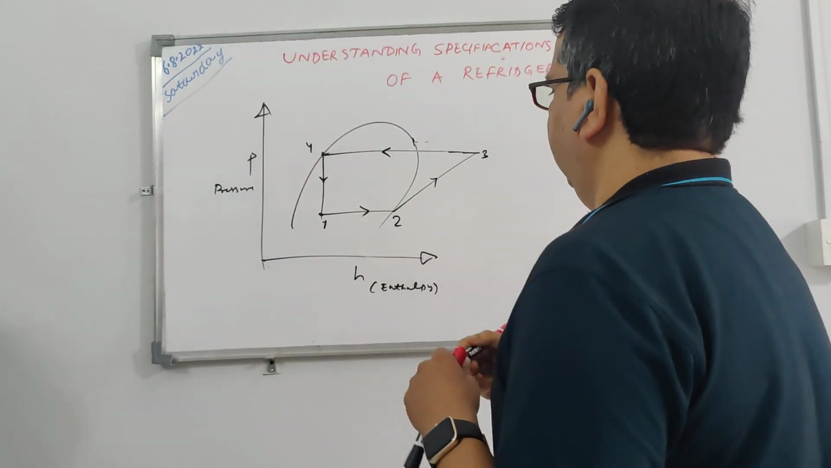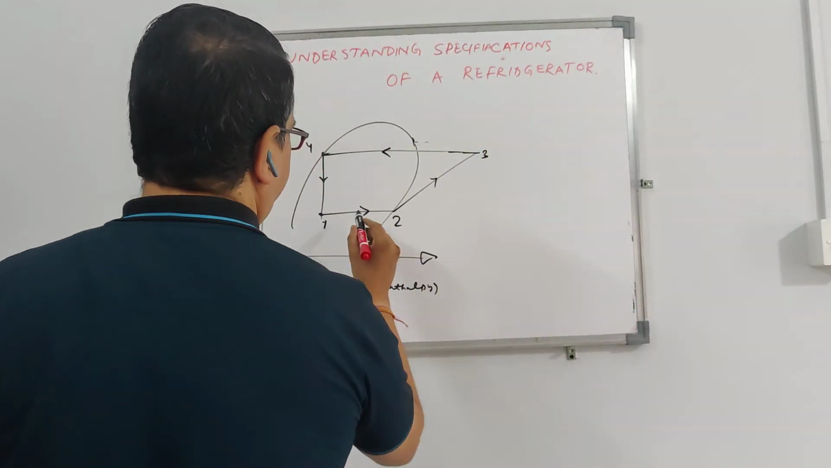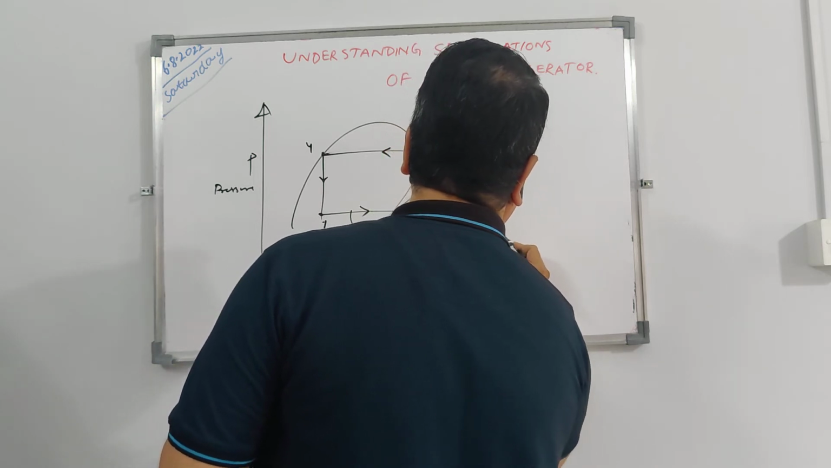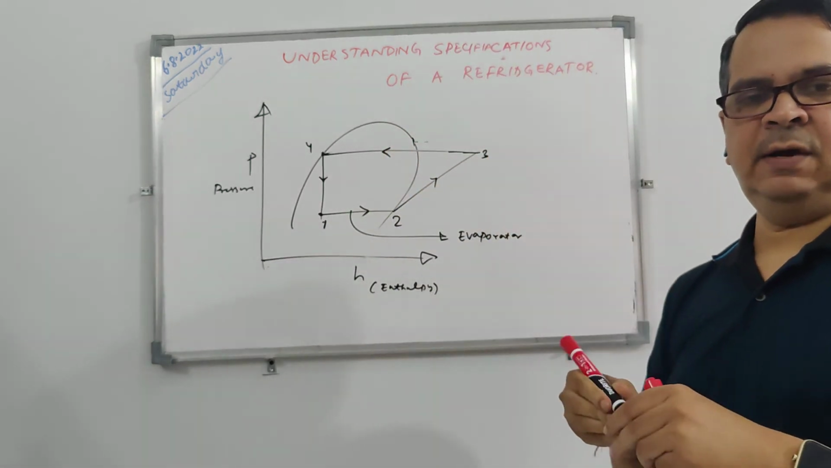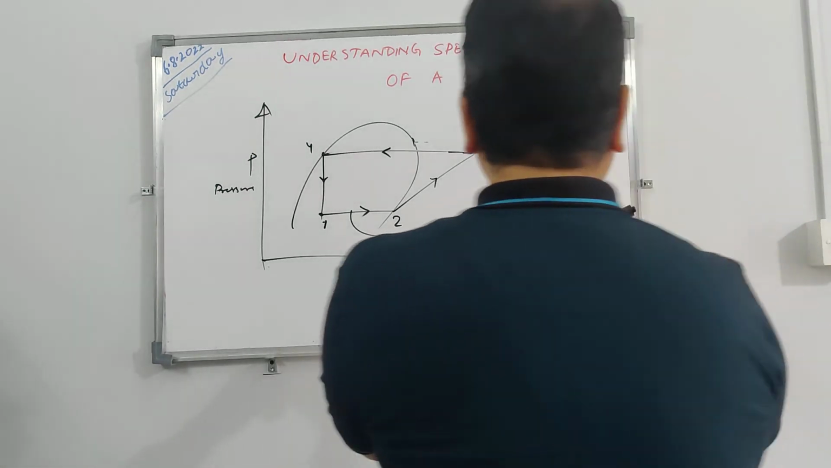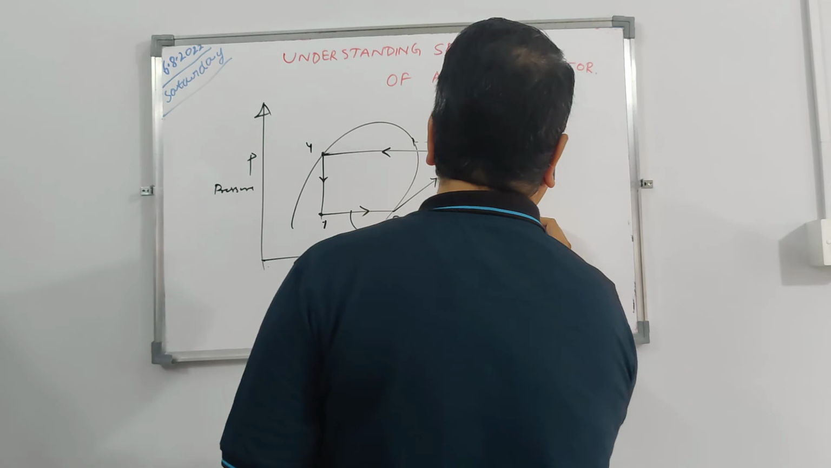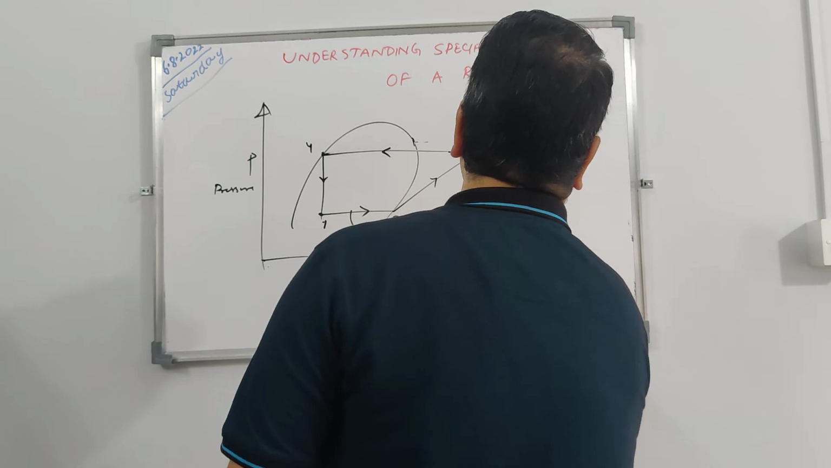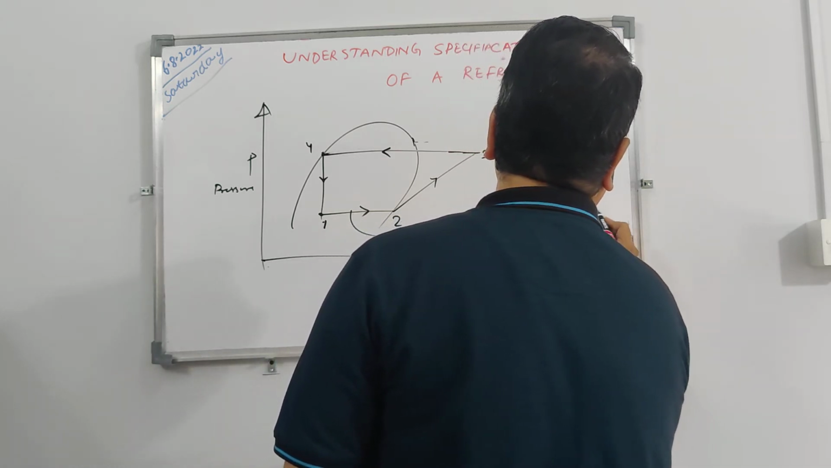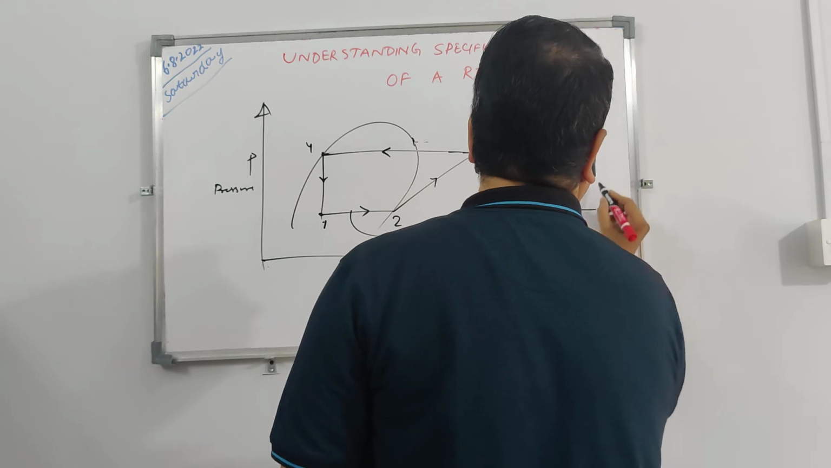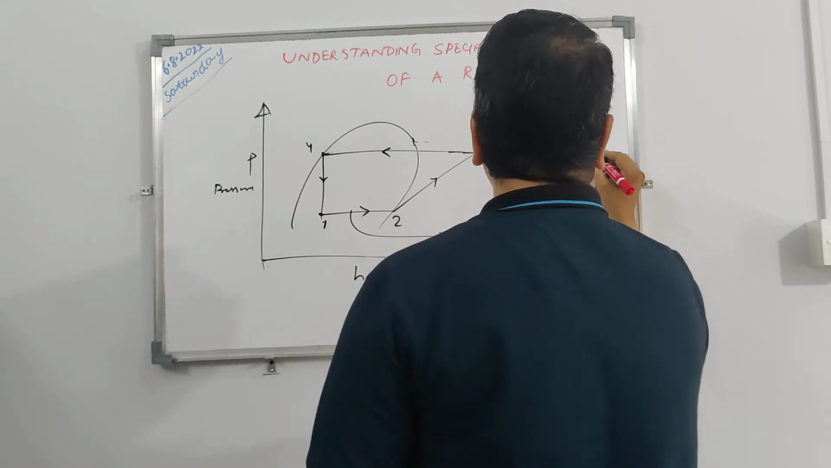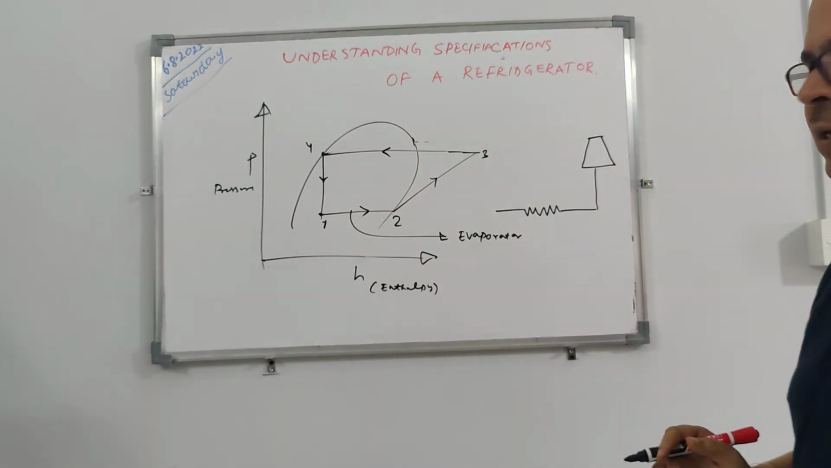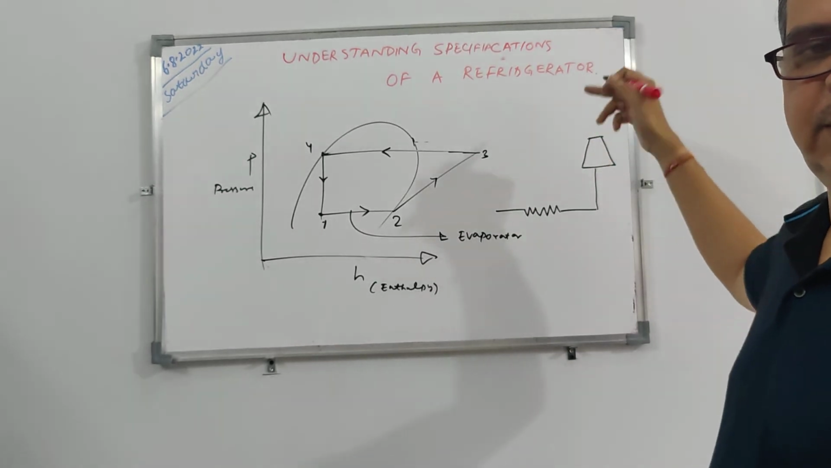This is a horizontal line. This 1 to 2 happens inside what is called an evaporator. So evaporation is happening inside this. Let me draw the actual component diagram. Here, the evaporator is nothing but a coil. And then the next process is from the evaporator, it will go to a compressor. This is the compressor, we represent it like this, because there is compression, the volume is decreasing, as you notice.